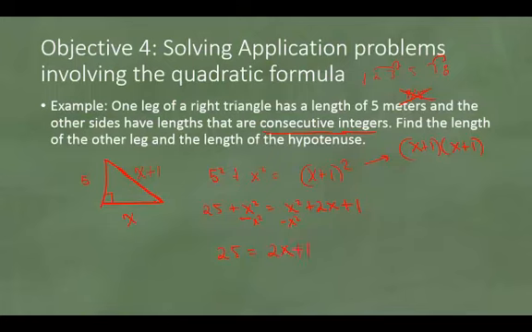Then we could subtract 1 from both sides, which would give us 24 is equal to 2x. We can divide both sides by 2, which would give us 12 is equal to x. If x is equal to 12, then x plus 1 has to equal 13. And we're done.